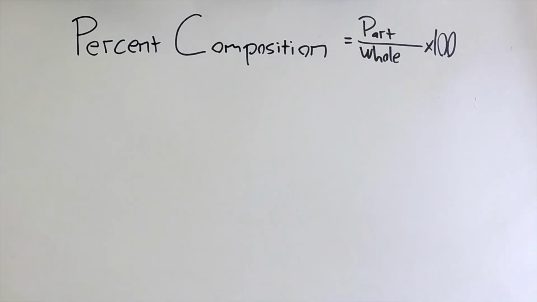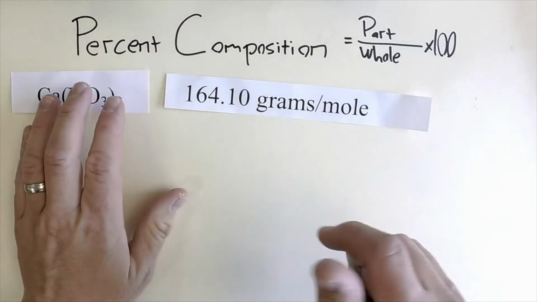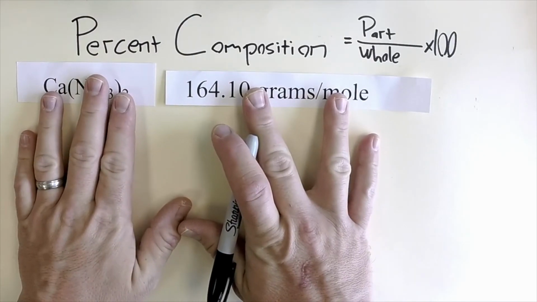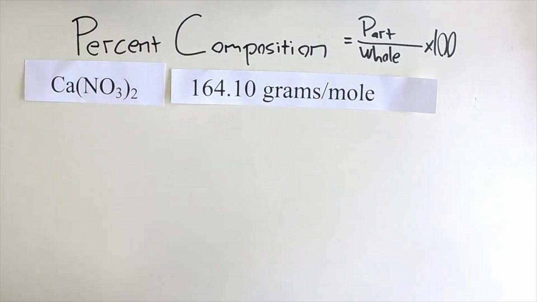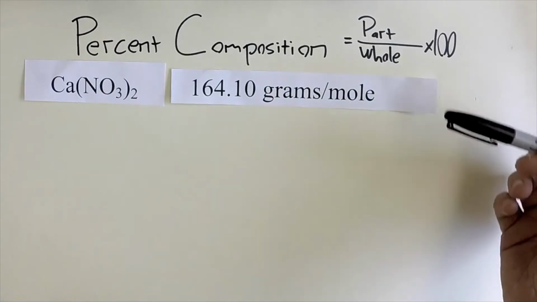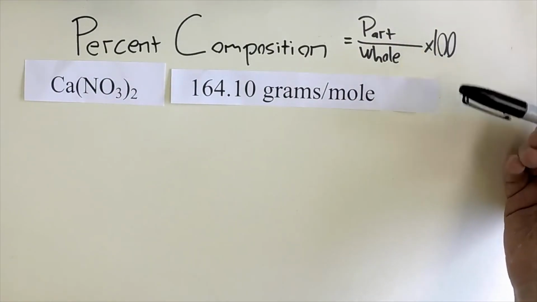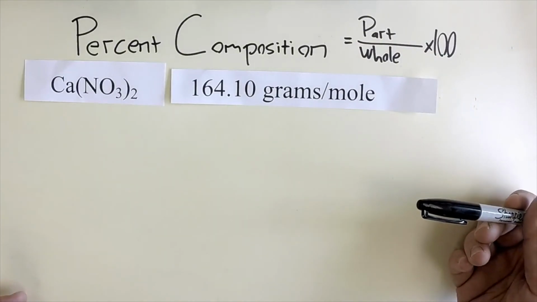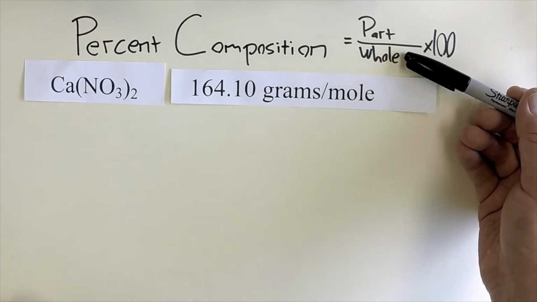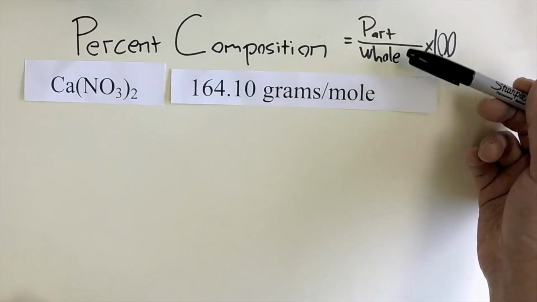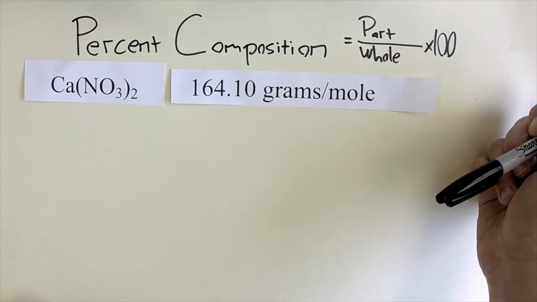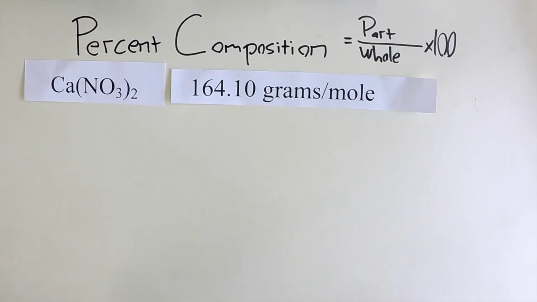Once you know the formula mass of a compound, you can then figure out the percent composition of that compound. Remember that anytime you do a percentage, it's part divided by the whole times 100. For instance, if I have 8 slices of pizza and I eat 4 of those, 4 divided by 8 times 100, that's 50% of my pizza that I've just eaten. It's a lot of pizza.